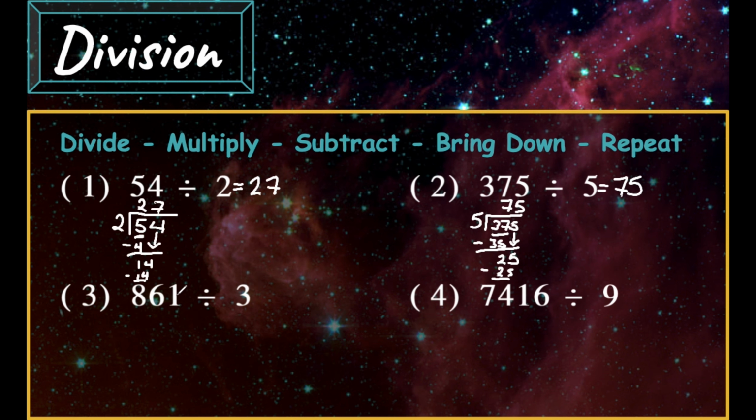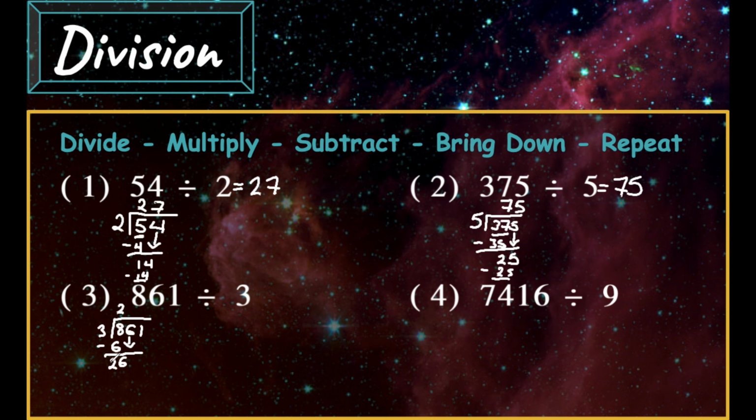Number 3, 861 divided by 3. We're going to write 3 on the outside and 861 inside of our box. We need to ask ourselves, how many times does 3 go into 8? 3 goes into 8 2 times. 3 times 2 is going to be 6. Now we subtract. 8 minus 6 is 2. And we're going to bring down the next number.